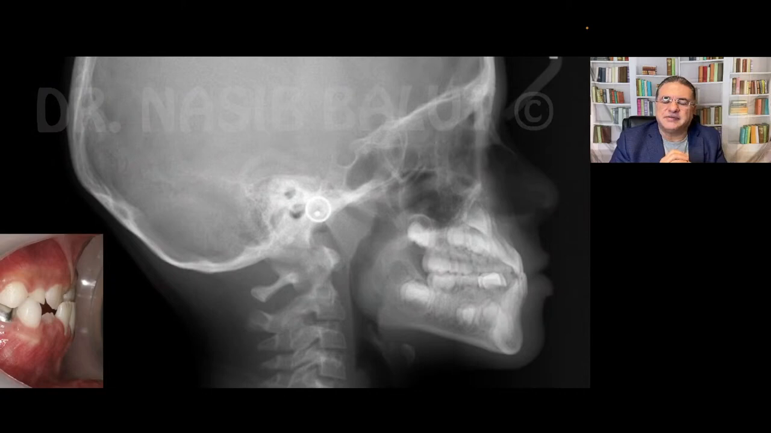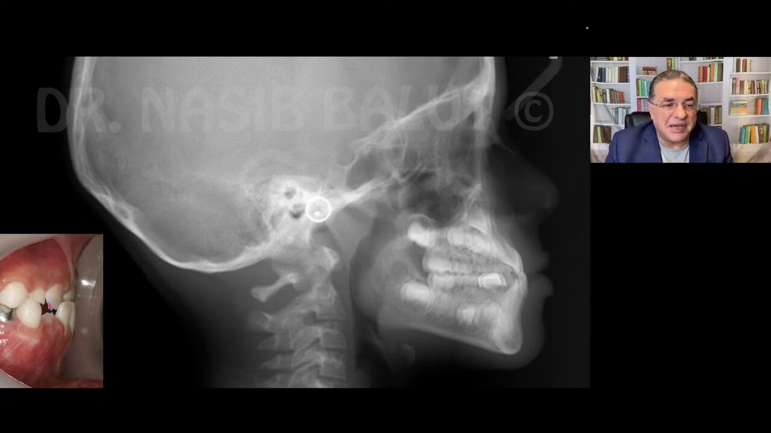Here is his lateral ceph, where we can see the class 3, where we can see point A and point B. The inclination of the lower incisor with the mandibular plane angle is pretty good. The upper incisor is a bit proclined. So I'm going to choose low torque brackets. As you can see, even the upper incisors are not erupted yet.